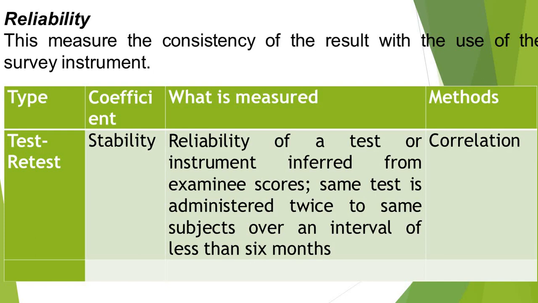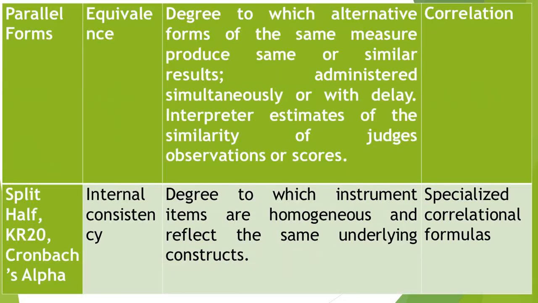Reliability measures the consistency of the results with the use of the survey instrument. Test-retest: this is the reliability of a test or instrument inferred from examinee scores. The same test is administered twice to the same subjects over an interval of less than 6 months. That way you can test whether your questionnaire is consistent or not.